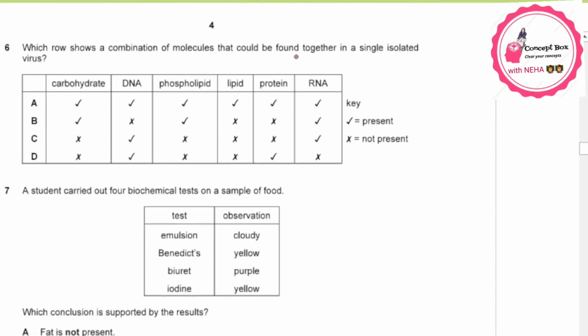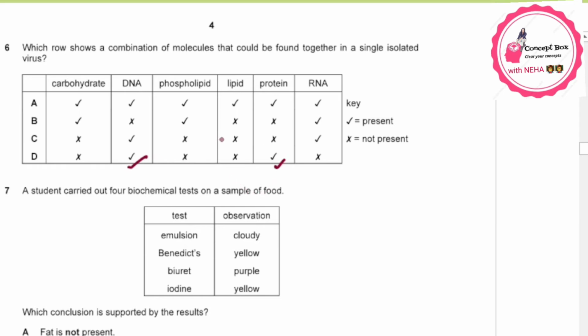And then question number 6, which row shows a combination of molecules that could be found together in a single isolated virus? In a single isolated virus we get DNA. Yes, we get DNA, and we get protein too, DNA and protein. So this is the correct answer. We get DNA and protein. D is the correct answer.